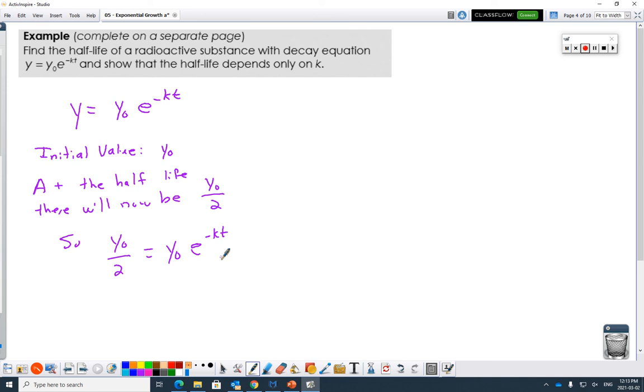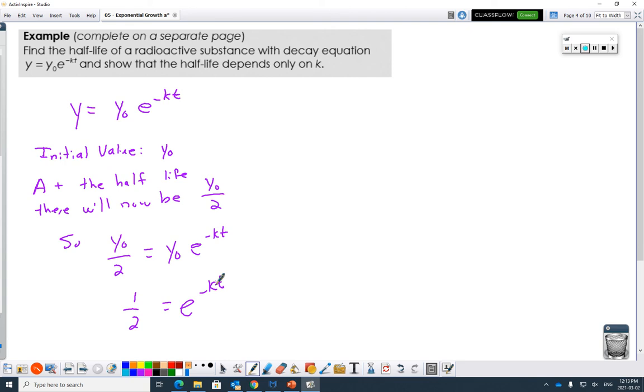Because the Y naught cancels. Now, if I've got a Y naught over here and a Y naught over there, I can divide everything by that Y naught. So what I get here is 1/2 equals e to the negative KT, and that's definitely the pizza moment in questions like this when you divide that out, because now doing the rest of this solving is pretty straightforward.